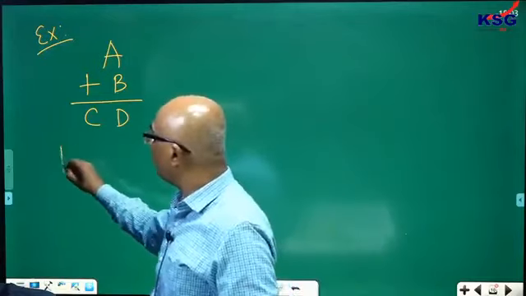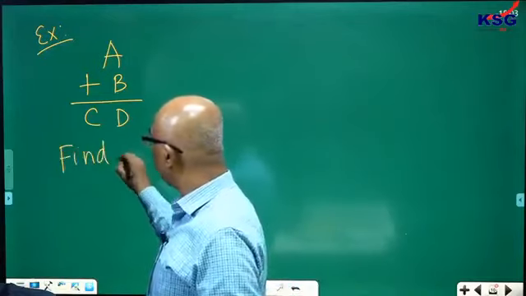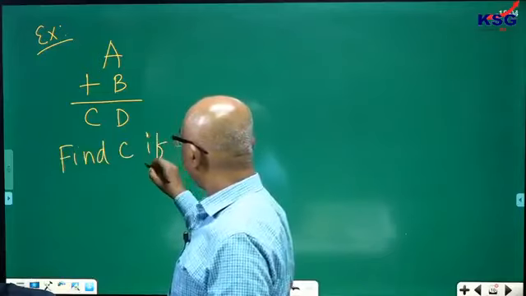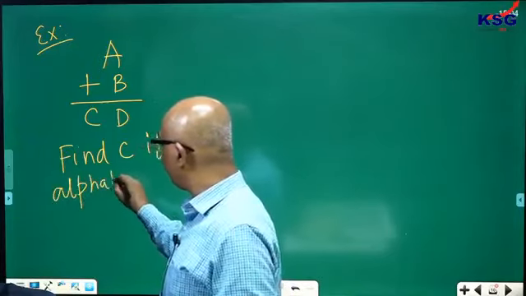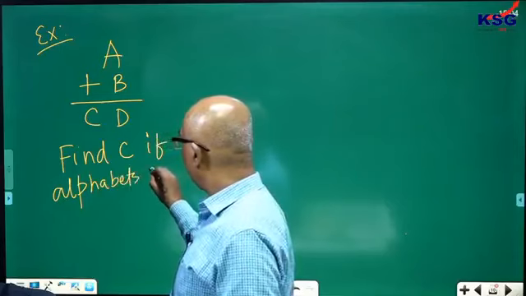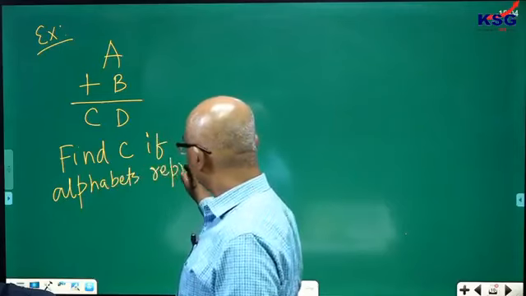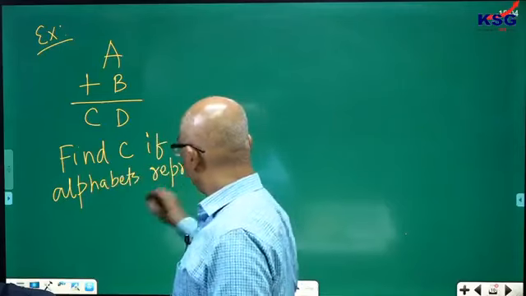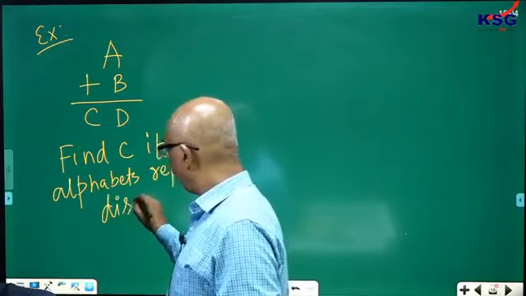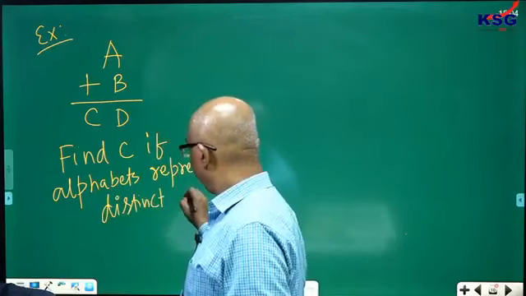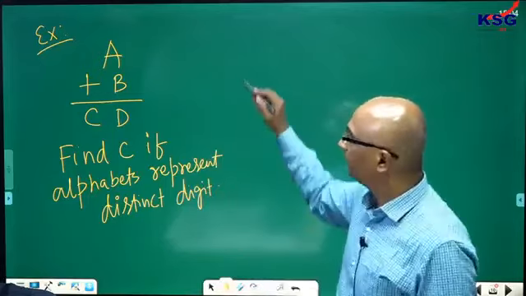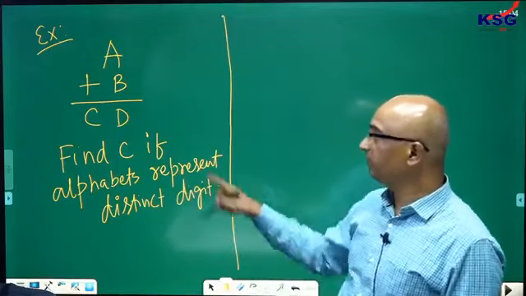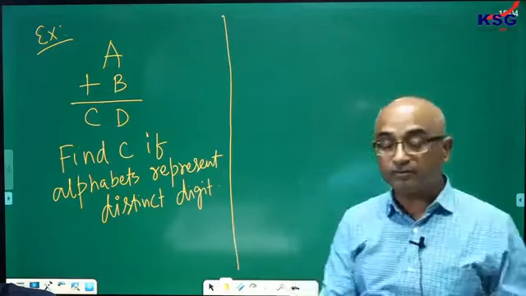So student, find the value of C if alphabets are distinct digits. If alphabets represent distinct digits. Student, please copy this example and send the answer of this simple question.